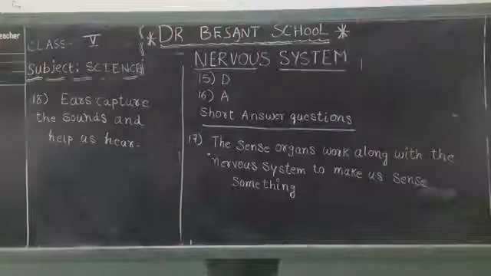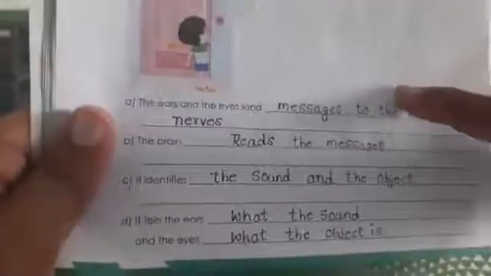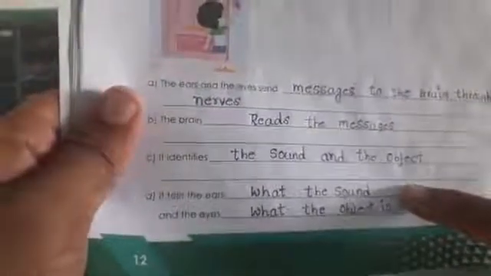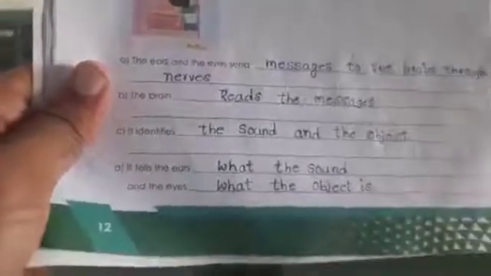Children, note it down. On the screen you can see the boy is ringing the bell. First of all, what will happen? The eyes and ears send messages to the brain through nerves. After the brain reads the message, it identifies the sound and the object, and it tells the eyes and ears what the sound and the object are. Note it down, children, the 19th question.